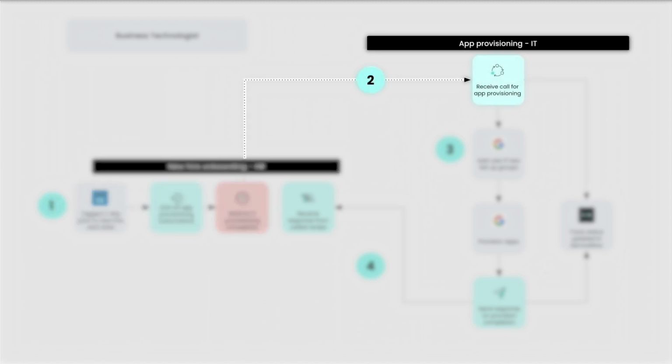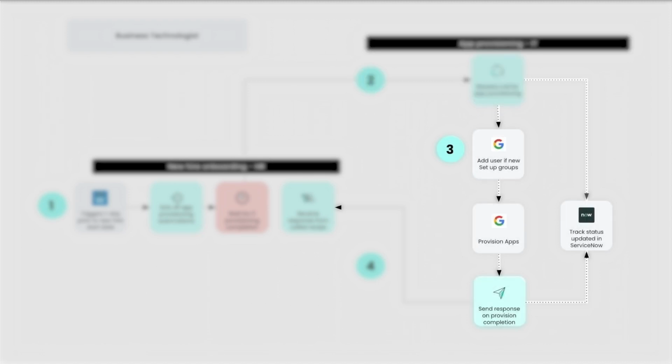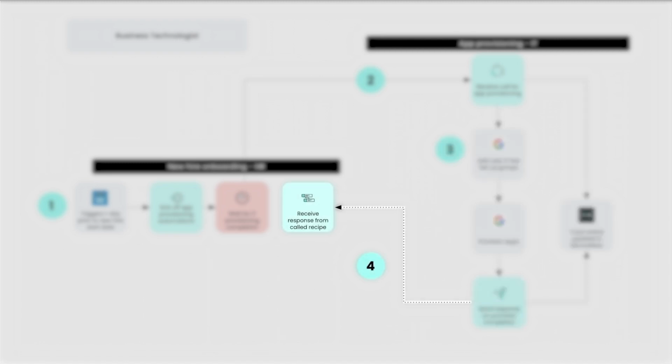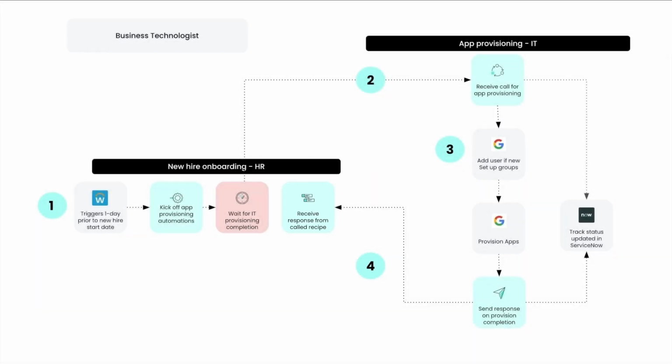In step 2, the app provisioning workflow receives the call with the employee and the job related details. In the next step, it proceeds to set up provisioning for a set of apps for the employee based on the job role and also creates a ticket in the ITSM application for auditing purposes. Lastly, the main workflow receives the completion of the app provisioning activity. All the steps in this orchestrated workflow are synchronous and are executed after the successful completion of the previous step.